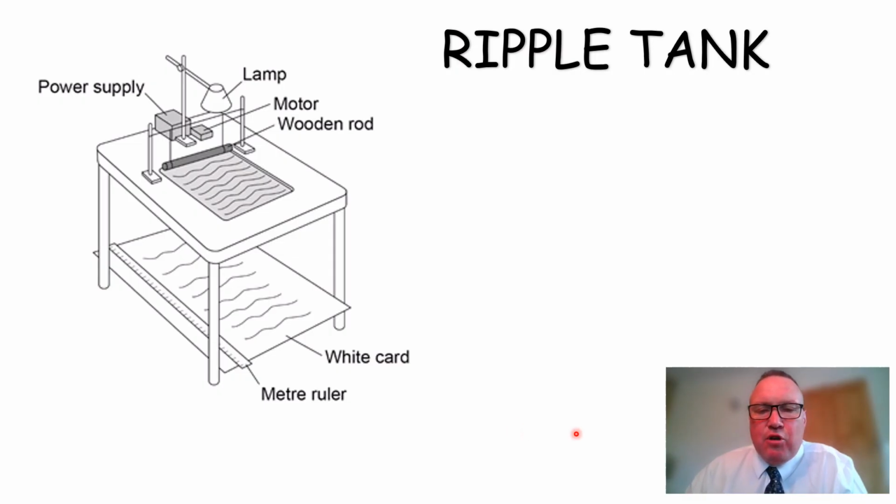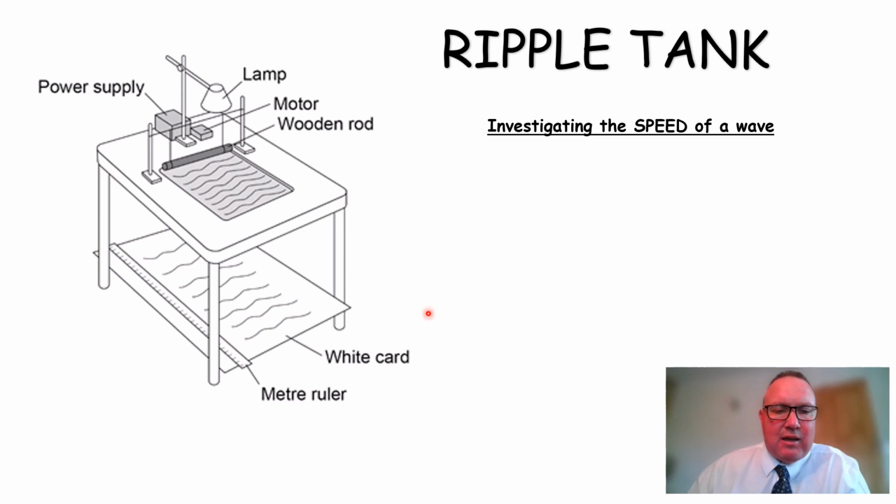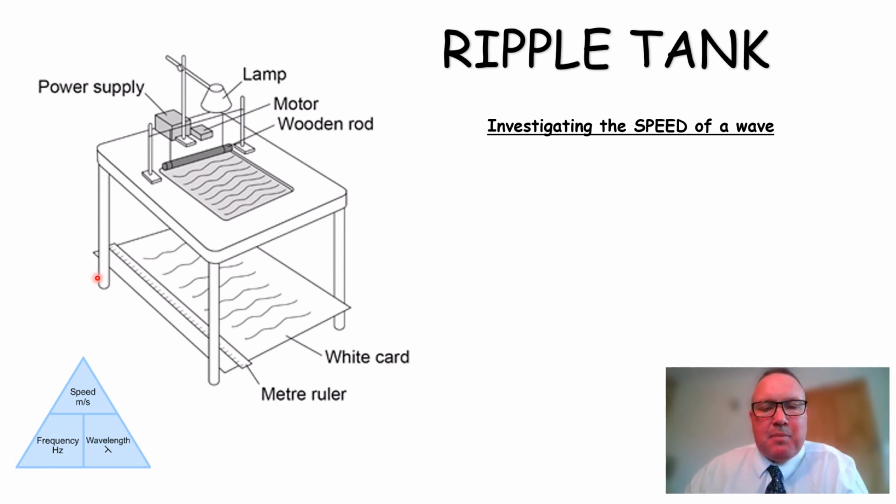The other experiment you might be asked to do on the waves topic is one where we try to investigate the speed of a wave using the ripple tank, a small water-filled pool which we shine a light through so we can see the ripples in the water. Now, to find the speed of a wave, we're going to use the equation which says the speed equals the frequency of a wave multiplied by its wavelength. You're going to need to explain how you can use this equipment to measure the frequency of the wave and the wavelength of the wave.